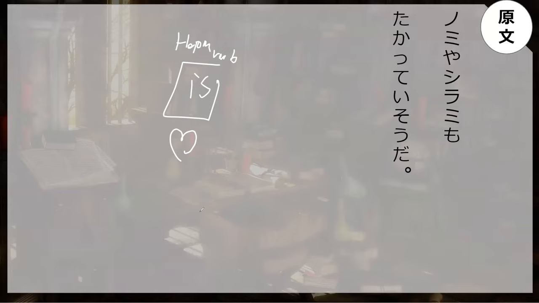Okay, back to the sentence. Nomi ya shirami mo takatte isoda. So it seems like it looks like it was flocked by fleas and lice. That's exactly what it says.